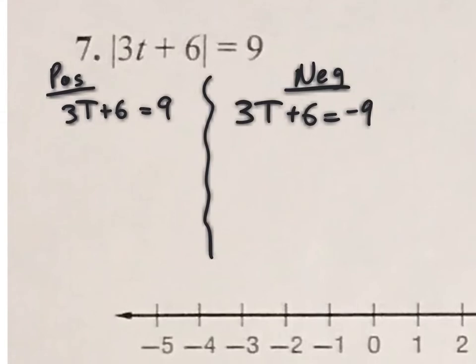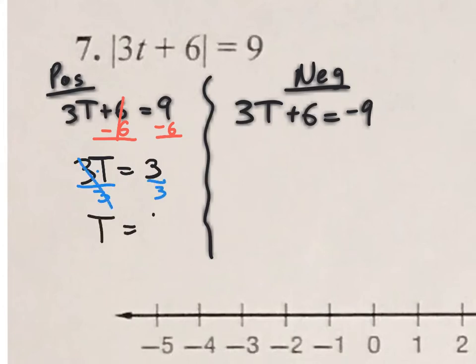Let's solve the positive situation first by getting rid of the plus 6 by doing the opposite, minus 6. What you do to one side, do to the other. You're going to rewrite it. You're going to have 3t equals 3. 9 take away 6 is 3. Final step would be to get rid of that multiplication of 3 in front of the t. I'm going to divide by 3, cancels out, t equals 1. So t equals 1 is the answer right there.